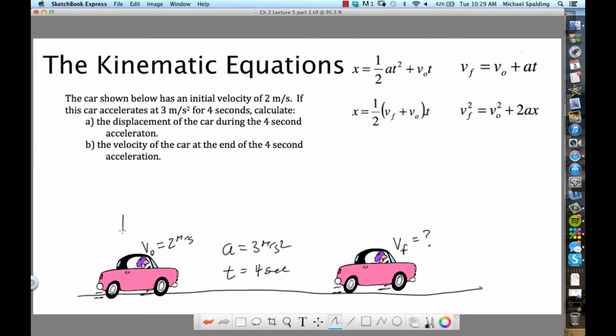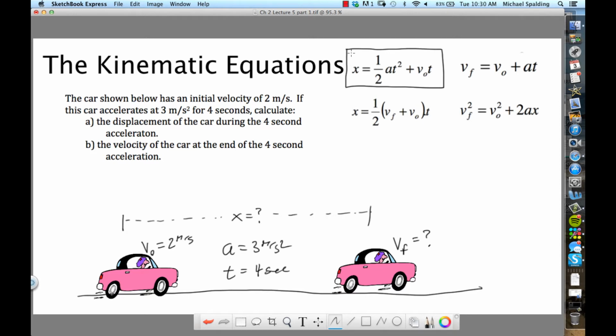And then the displacement from the starting point to the ending point is also a question mark. Okay, so the first question is, what's the displacement of the car? There's only one of the 4 equations that we can use to solve for the displacement with the given info. The only equation that's going to work is which one? The first one. This is the only one, unless we solve for final velocity first. If we did that, then we could use 3 of the 4 equations to find the displacement, if we know the final velocity.